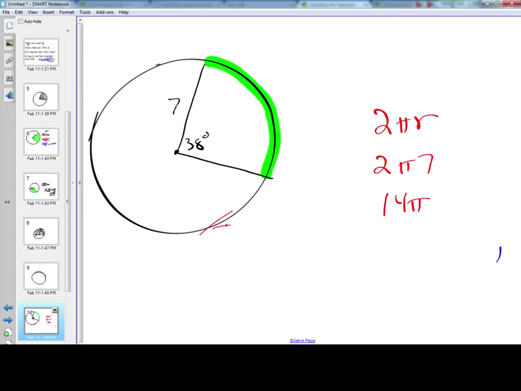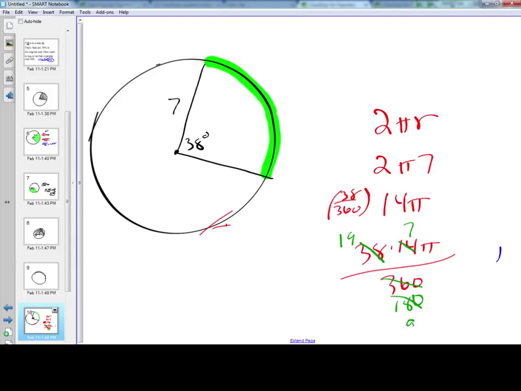So that's the whole distance around. We don't want the whole distance around. We only want the sector that is 38 degrees out of 360. So you multiply. This will be 38 times 14 pi over 360. We can start simplifying. Half of 38 is 19, and half of 360 is 180. Divide by 2 here, that's 7, and that would be 90.